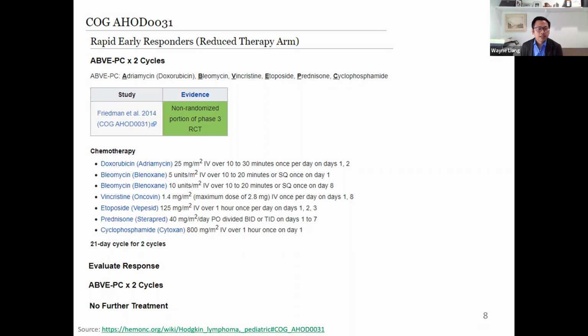And then the next line under that is the cycles. So we'll give this at 21-day cycles for 2 cycles. And then we evaluate the response and give them 2 more cycles. So 2 21-day cycles, and then no further treatment. So a cancer regimen might be one cassette that's repeated multiple times at some interval. And this is a fairly simple, straightforward regimen that you might encounter. And this is pulled directly from HemOnc.org, which I'll be talking about later.